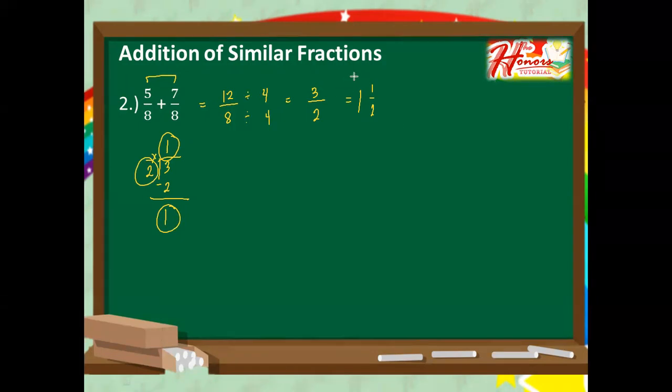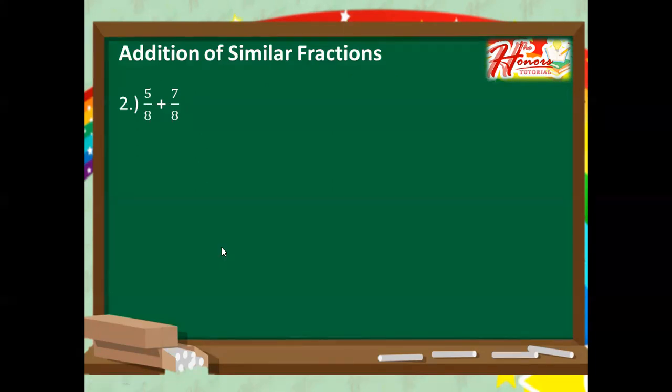Next, let's have another example, number 3. For number 3, we have here 1 and 2 over 16 plus 2 and 4 over 16. So how are we going to solve for it? Just add the whole numbers first. 1 plus 2, that's 3. And then kindly add the numerators. 4 plus 2, that's 6. And then copy the denominator.